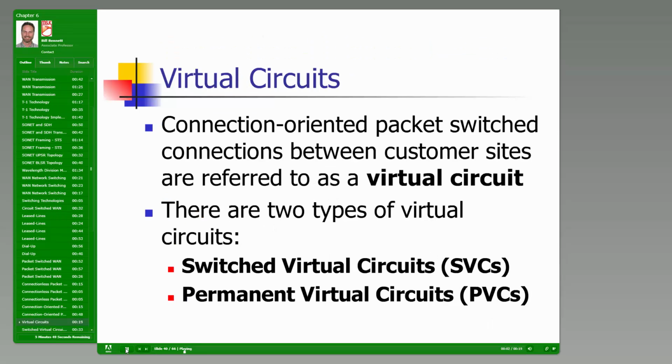Now, when we're using connection-oriented packet switch connections between two sites, that's referred to as a virtual circuit, and there are two types of virtual circuits. One is a switched virtual circuit, or SVC, and the other is a permanent virtual circuit, or PVC.